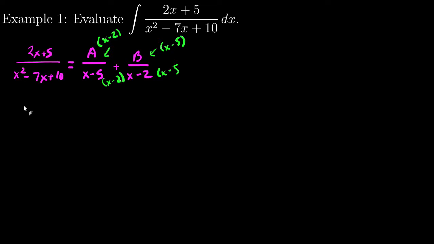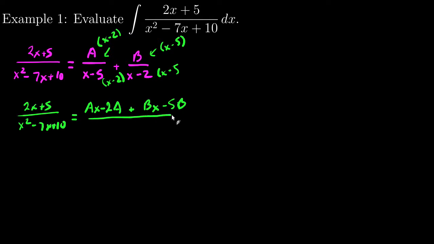And so I will get 2x plus 5 over x squared minus 7x plus 10 equals ax minus 2a plus bx minus 5b all over x minus 5 times x minus 2, which is x squared minus 7x plus 10. And I'll skip a few steps in the future. It's not great, but these problems will stretch on long enough if I don't.